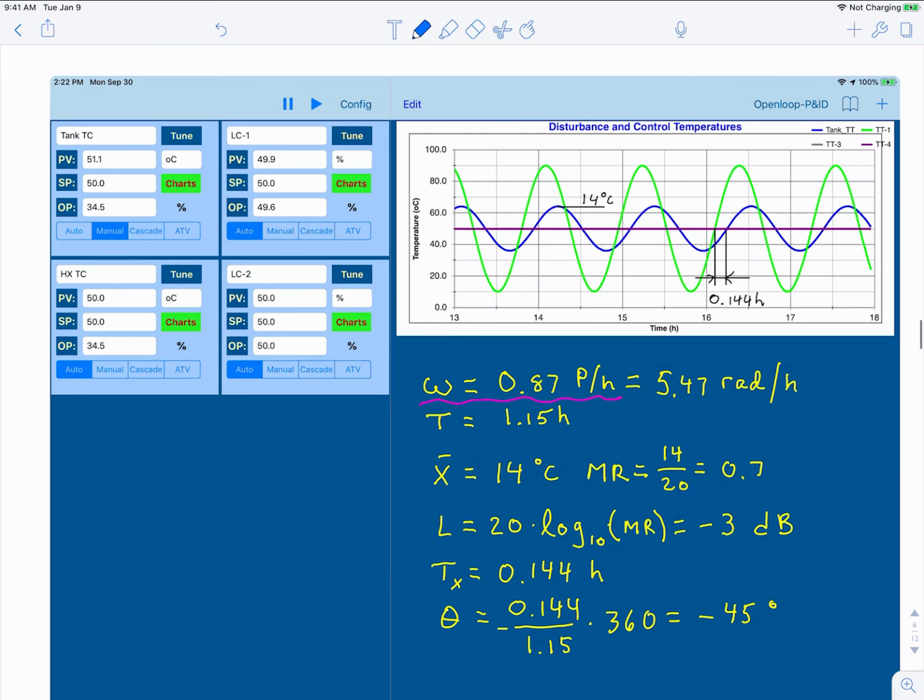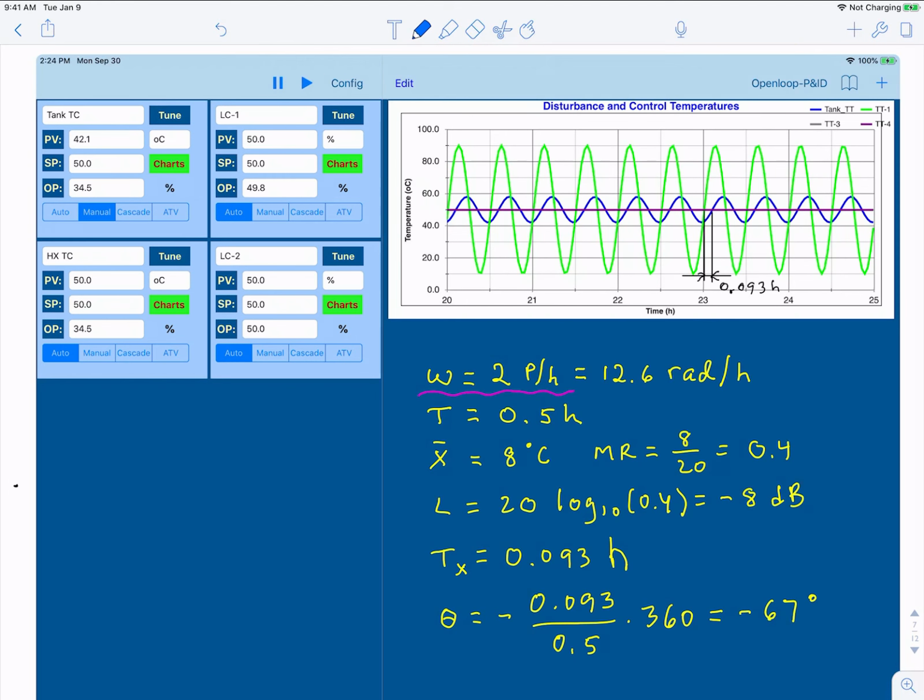phase angle. In case 2, we ran that at 0.87 periods per hour, which is 5.47 radians per hour. The inverse of that number equals 0.18, which is the time constant of the tank when 50% full. That is the simple relationship between time constant and frequency that I mentioned earlier. The log modulus for this case is minus 3 decibels, and the phase angle is minus 45 degrees. The next case is for frequency equal to 2 periods per hour. The log modulus is minus 8 decibels, and the phase angle is minus 67 degrees.